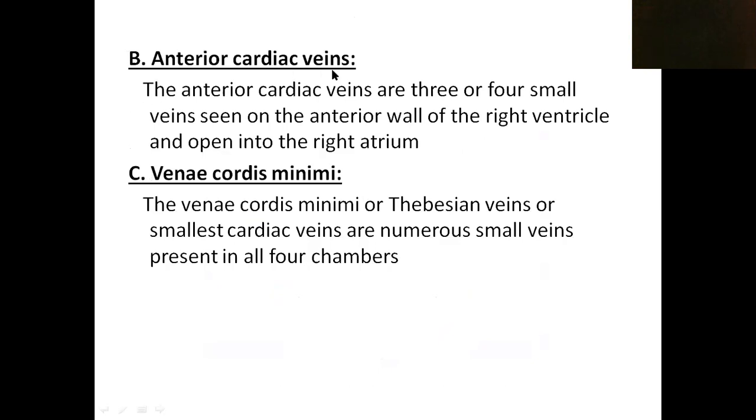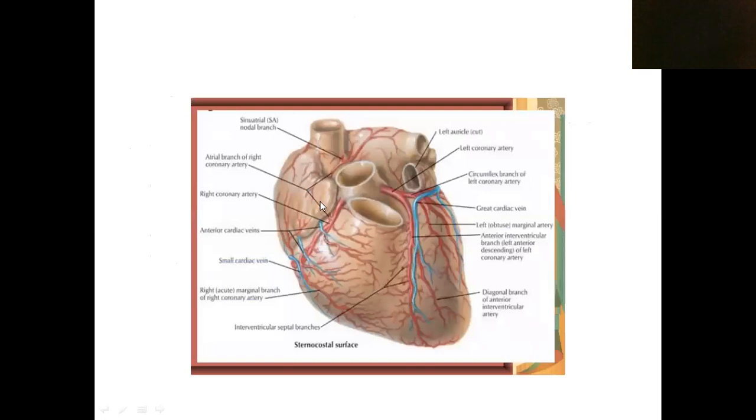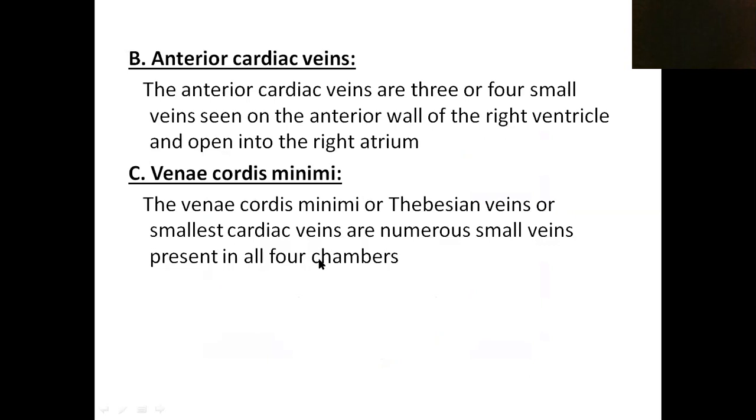Now the anterior cardiac veins. Anterior cardiac veins are 3 or 4 small veins on the anterior wall of the right ventricle, which open into the right atrium. This is the right ventricle. On the right ventricle we can see some small veins which open into the right atrium. These veins are known as anterior cardiac veins.